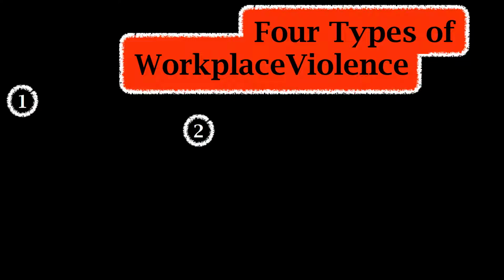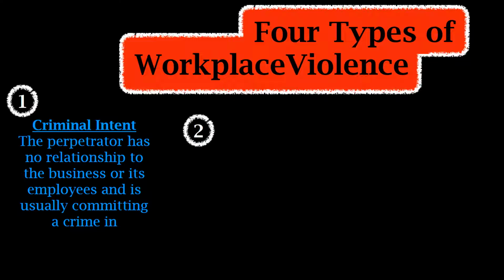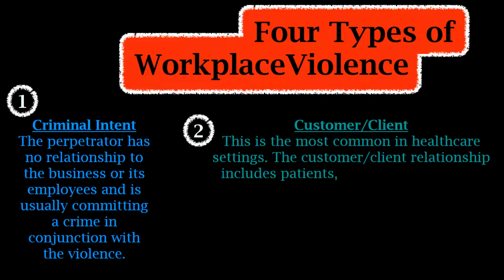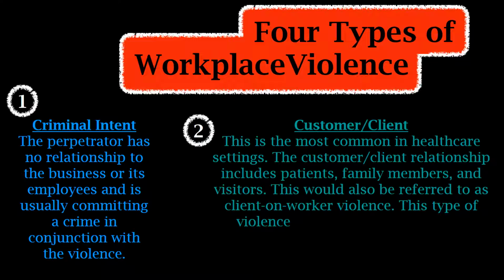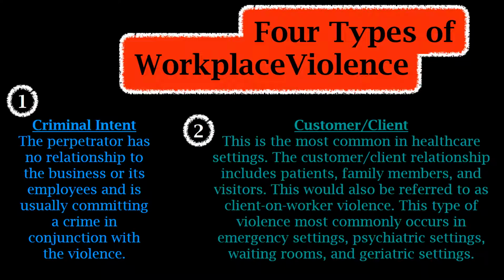There are 4 types of workplace violence. The first type is criminal intent, where the perpetrator has no relationship to the business or its employees and is usually committing a crime in conjunction with violence. The second type is customer or client. This type of violence is the most common in healthcare settings. The customer or client relationship includes patients, family members, and visitors. This also would be referred to as client-on-worker violence. This type of violence most commonly occurs in emergency, geriatric, or psychiatric settings and waiting rooms.